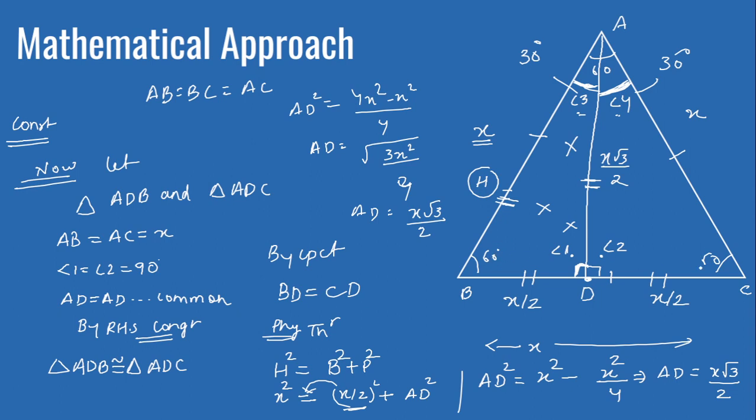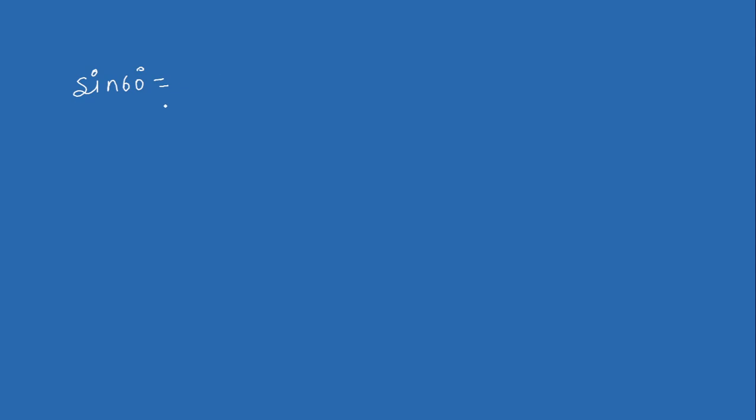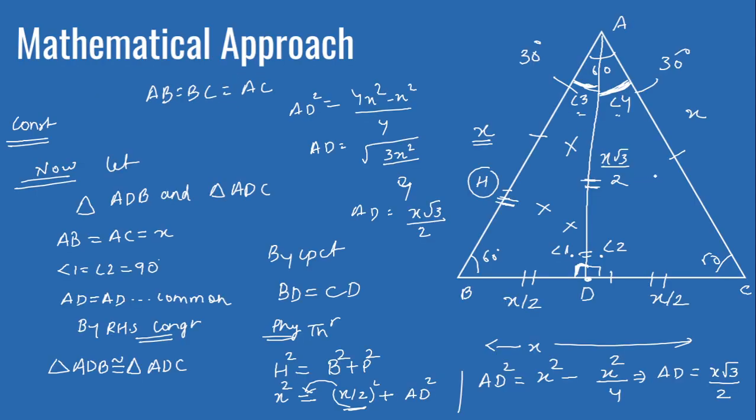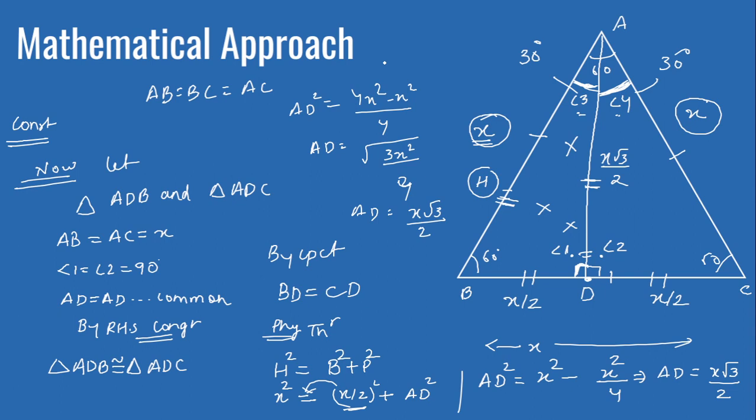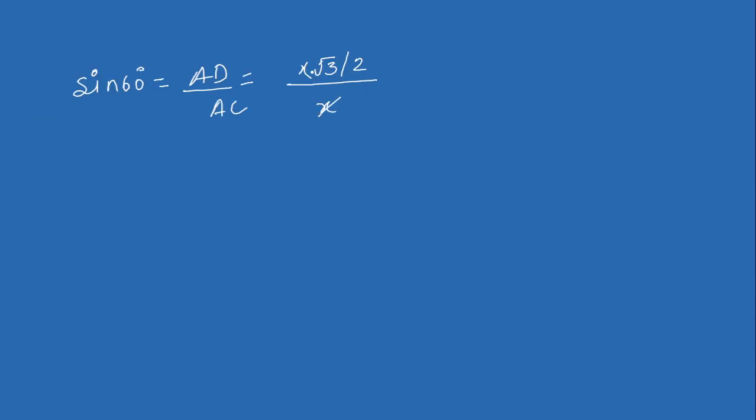Okay, now since we know all the values, we have already found the value of AD, so we can find the value of sine 60. Now what is this sine 60? For this triangle, sine 60 will be the perpendicular, which is AD, divided by hypotenuse. Now what is the value of hypotenuse? This is x, and here also this is x. So the hypotenuse in this case, we can take either AC or AB, so I am taking AC. Now what is the value of AD? We have already found the value of AD, which is x times root 3 upon 2, and the value of AC is x. So this x and this x will be cancelled, and the answer will be root 3 by 2, which is the required value of sine 60.